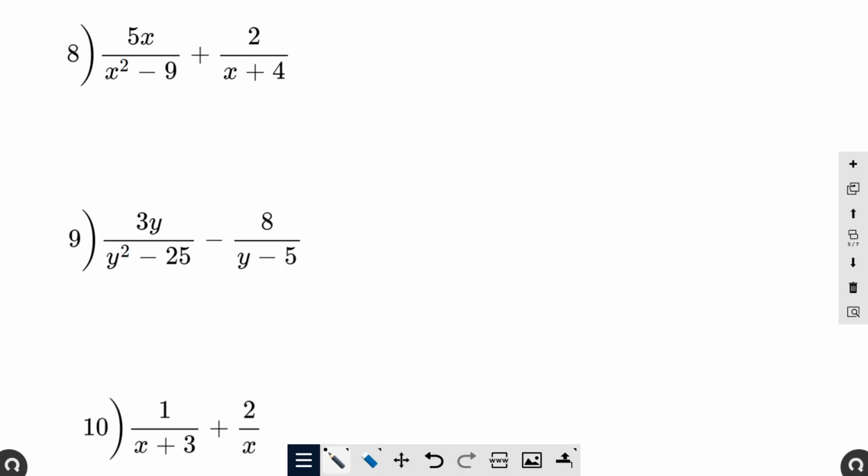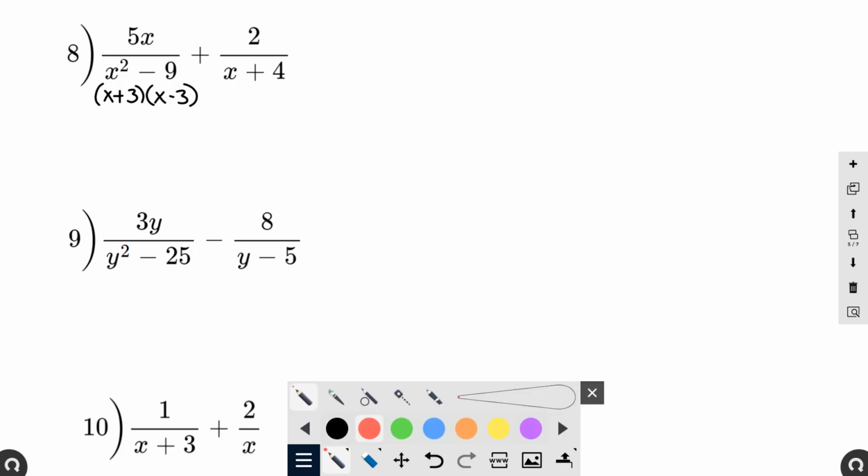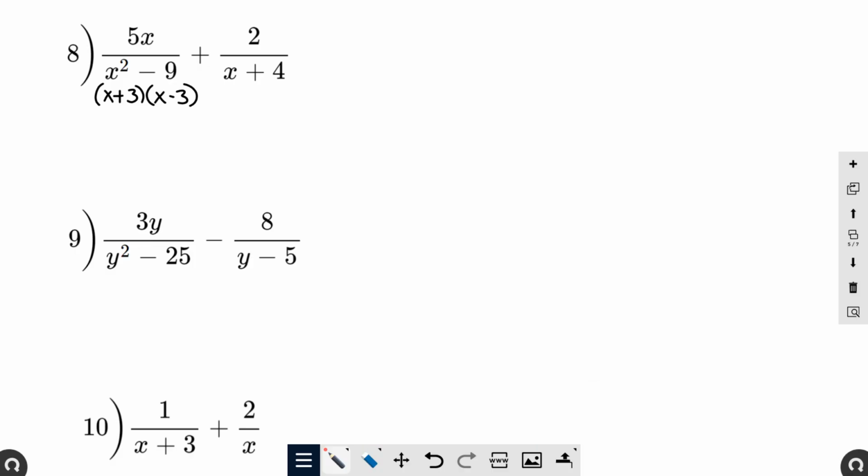Now we got a plus in the middle, so we're good. Let's start factoring our denominator. Xavier already said it's a difference of squares, so this factors to be. Can I factor x plus 4? No. What do you notice about these 2 denominators? They have nothing in common, right? Nothing in common. So would I multiply this one by x plus 4?